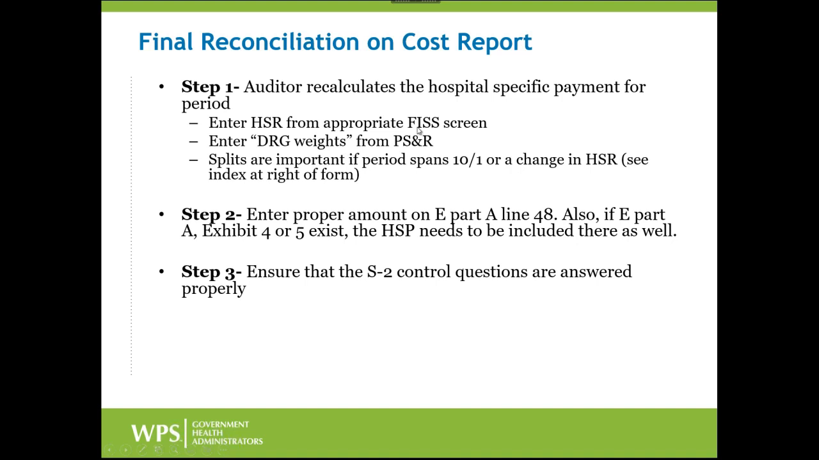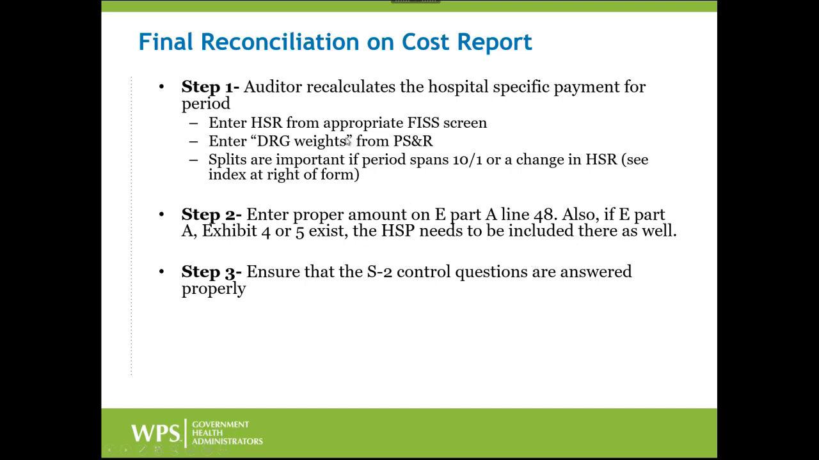Now here's the important thing to note. All of the update factors correspond to federal fiscal years. So if this is a federal fiscal year cost report, then it's a pretty straightforward calculation. You just need one PSNR generally. But if it's anything that spans 9/30 or 10/1, then we have to split the PSNR at 10/1, and we need the DRG weight from prior to 10/1 and the DRG weight for 10/1 and after for those claims. And we'll have to do a separate calculation. And on E-Part A, there are two separate columns that would need to be used at that point.